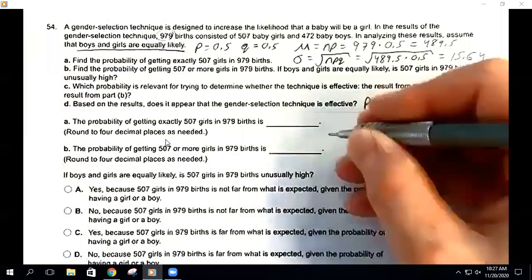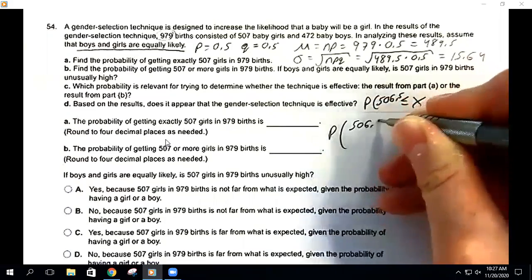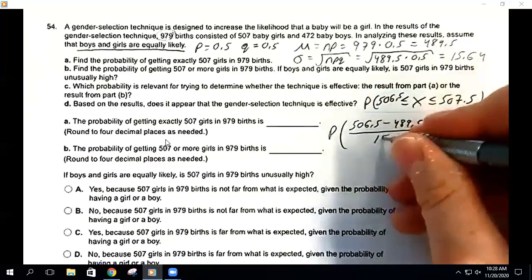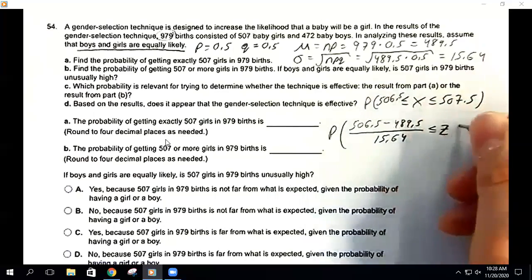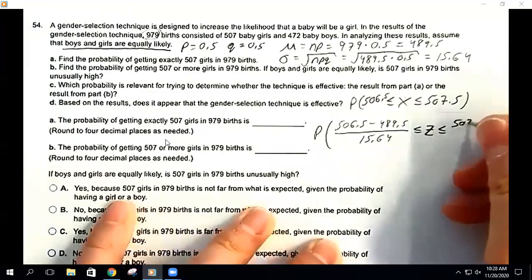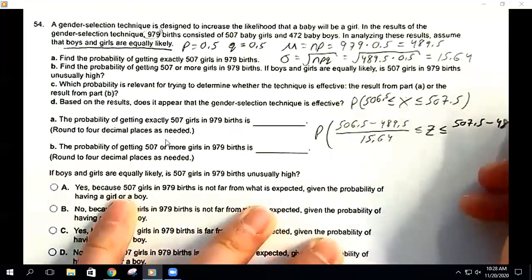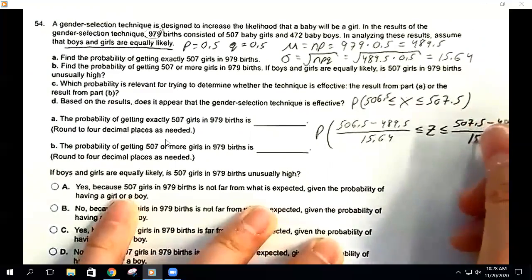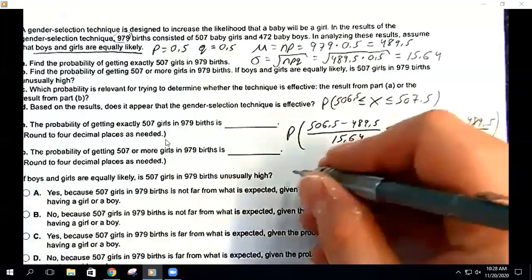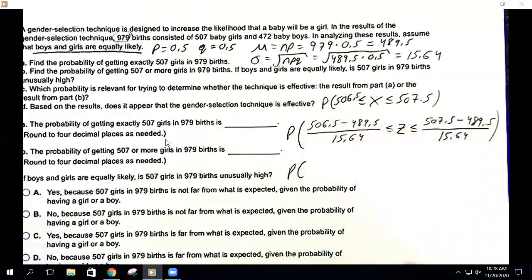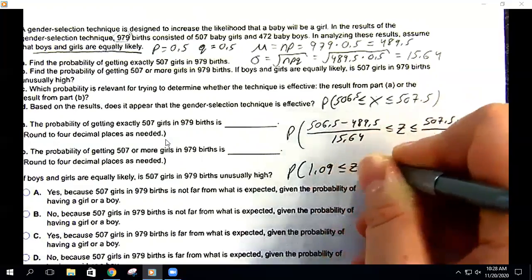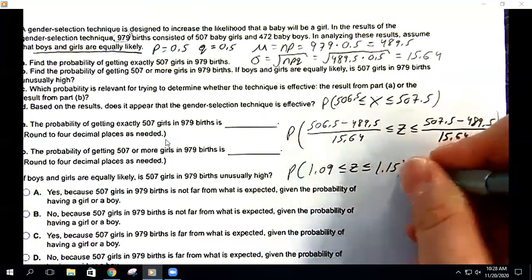But we need to convert those numbers to z-scores. So it'll be 506.5 minus the mu, which is 489.5, divided by the sigma, which is 15.64. That's now going to sandwich z, because it's now a z-score, which is sandwiched on the right by 507.5 minus the mu, 489.5, divided by the same sigma, 15.64. That's the probability that our z-score is sandwiched between 1.09 and 1.15.